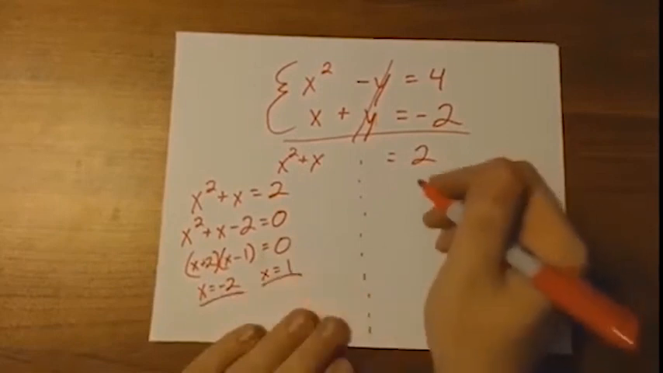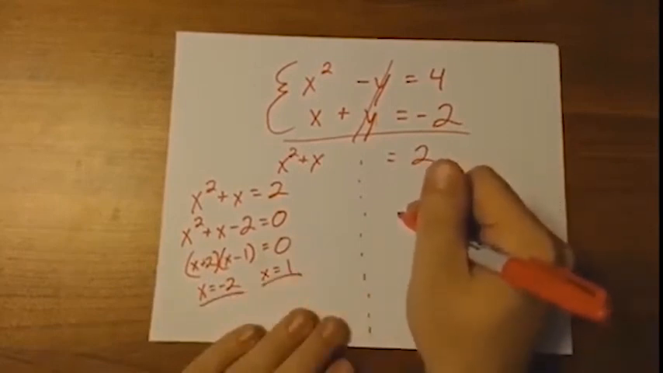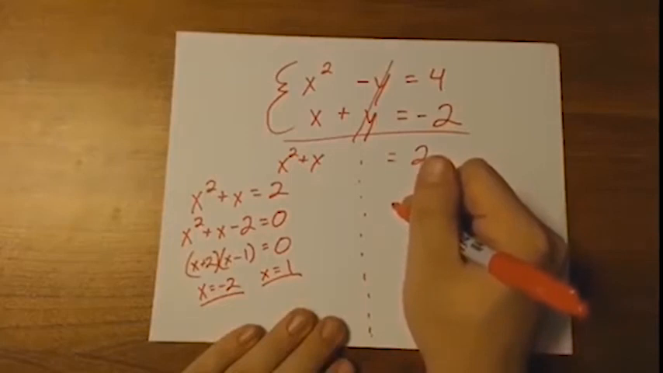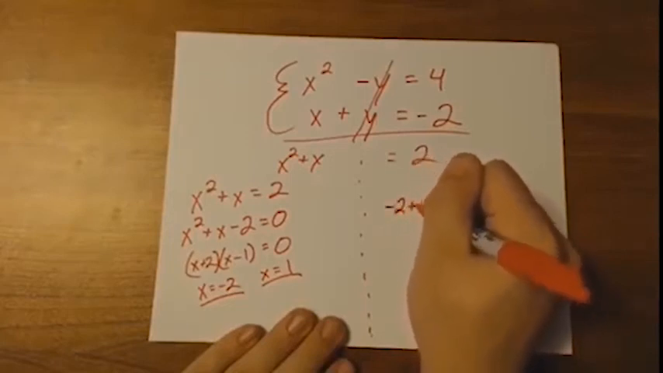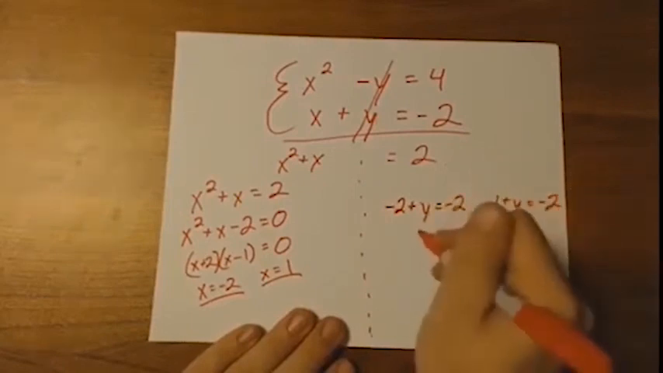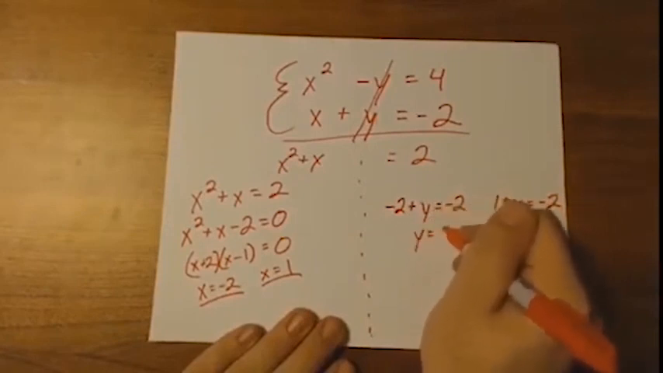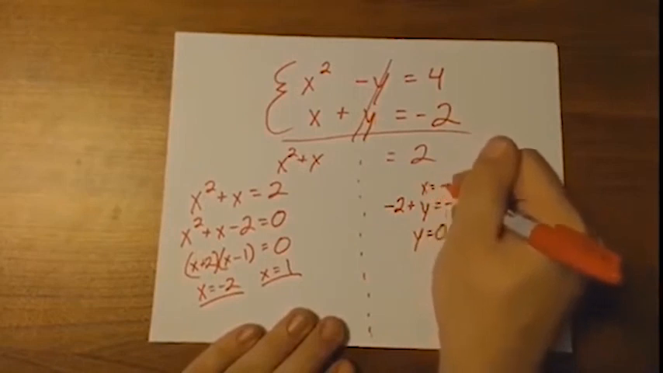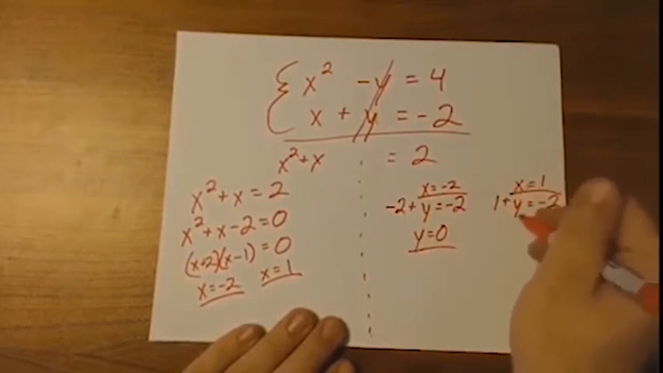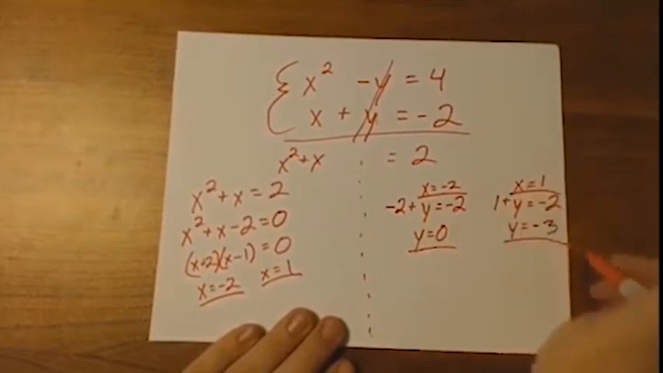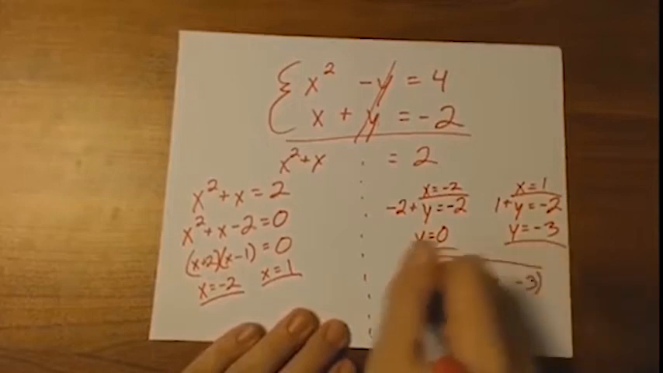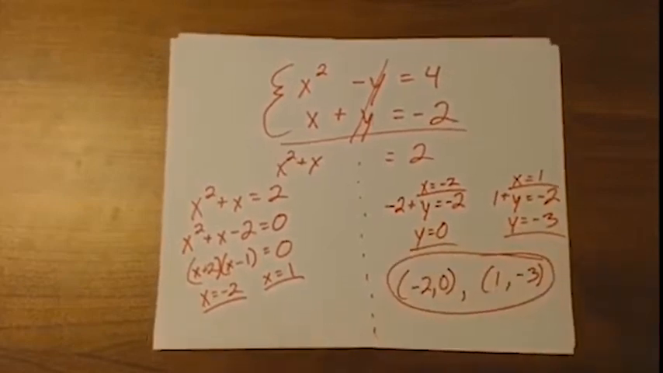We need to take both of these x's, plug them back into one of the equations, and solve for y. So, negative 2 plus y equals negative 2, but also 1 plus y equals negative 2. So y equals 0 when x equals negative 2. And when x equals 1, y equals negative 3. So negative 2, 0, and 1, negative 3.